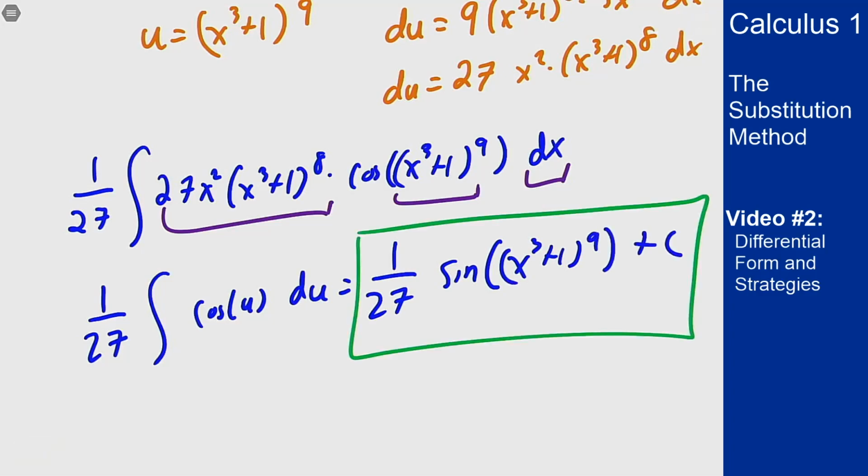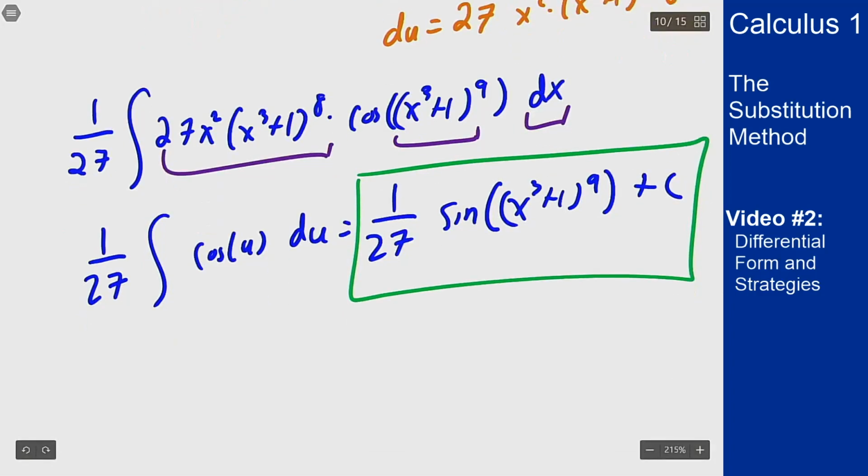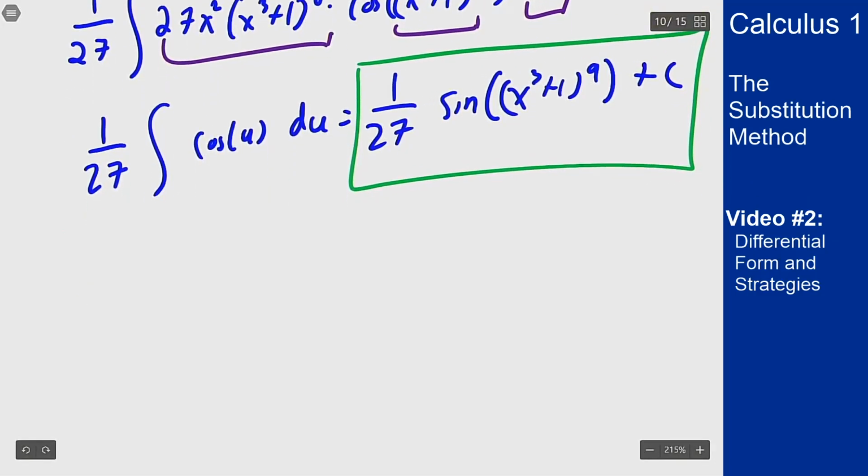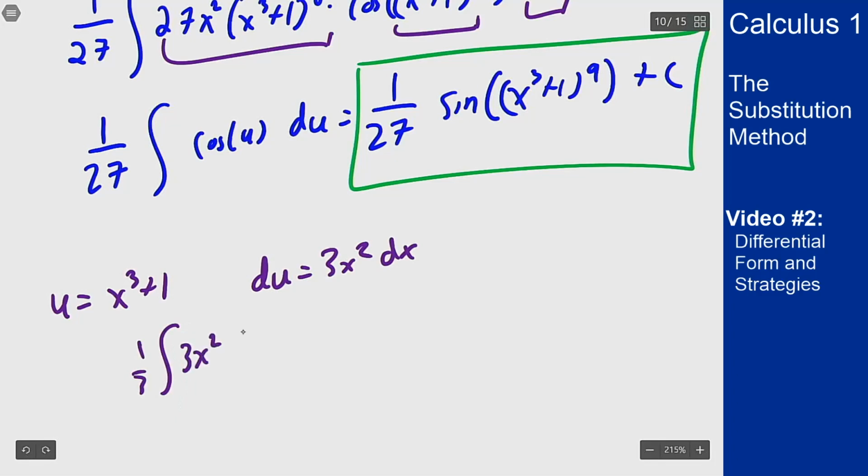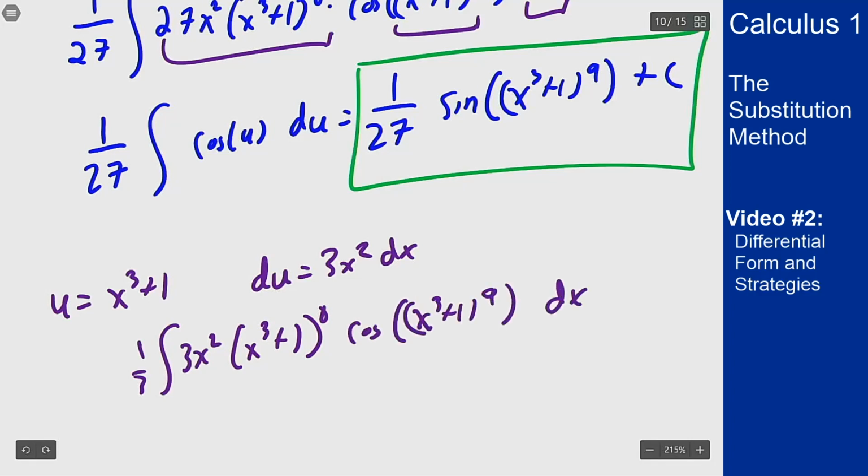Now for this one, if you pick the wrong u to start, you're not out of luck. Right, for this one, you could also start with u equals just x cubed plus 1, if that was like your inside function, because that's more inside. If you do that, your du is just 3x squared dx. So then my integral ends up being a 1/3 3x squared x cubed plus 1 to the 8th cosine of x cubed plus 1 to the 9th dx.